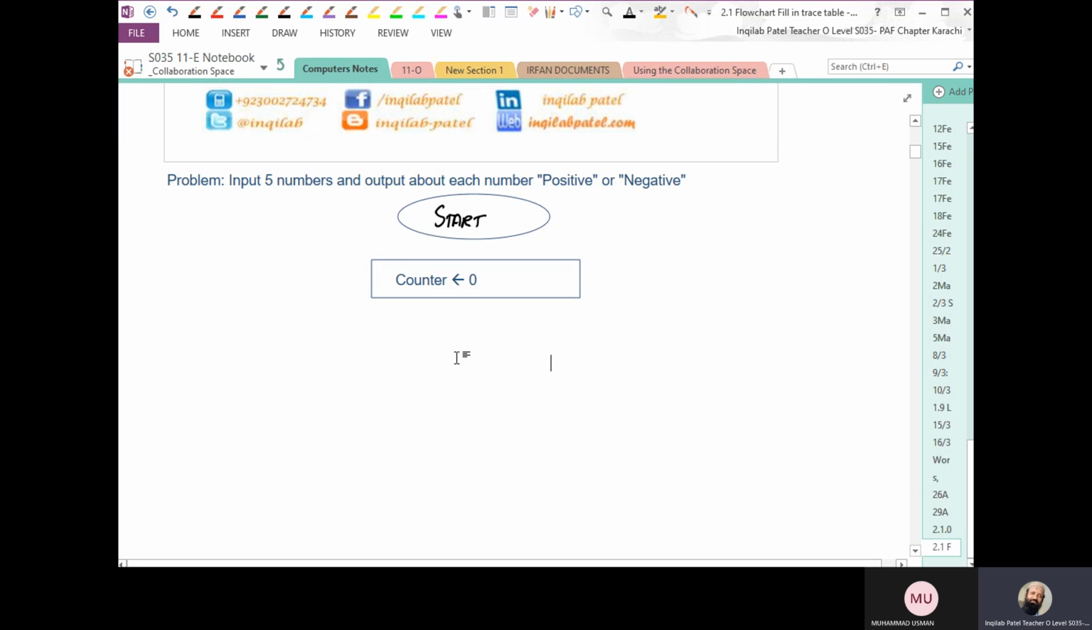Right? So firstly we input the number. After counting, for input number we use this symbol. After input num, we have to decide that this number is negative or positive.